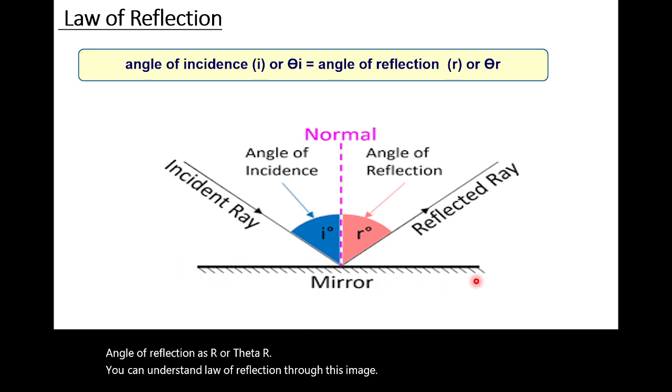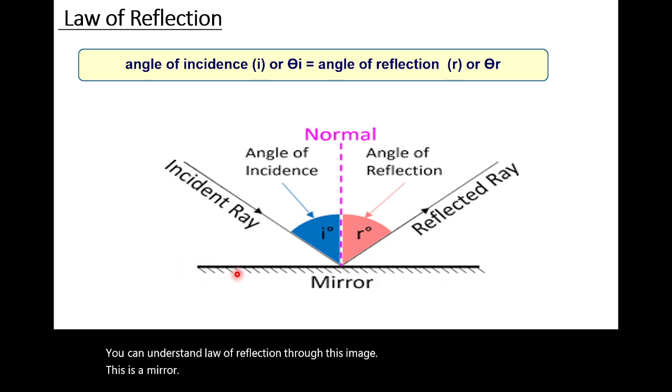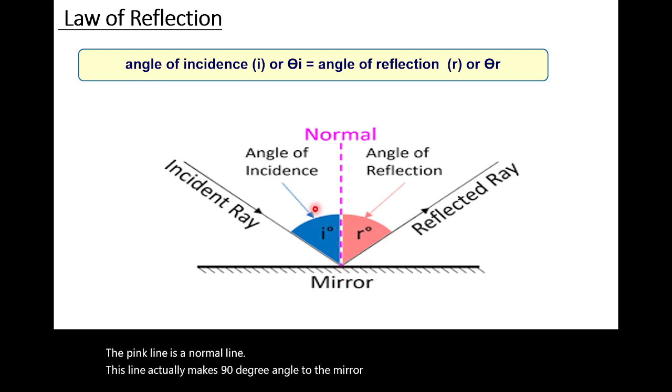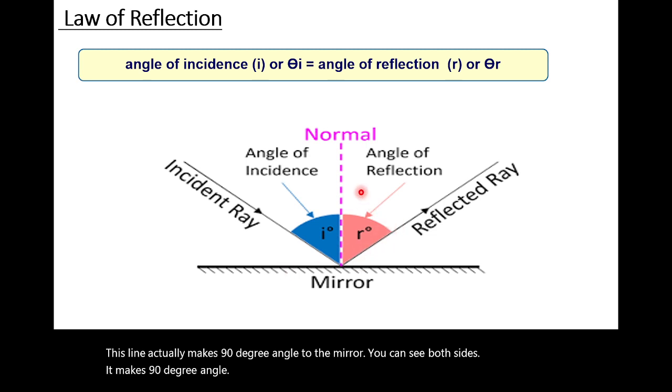This is a mirror. This is the back side. And this is the normal. The pink line is a normal line. This line actually makes a 90-degree angle to the mirror. You can see both sides, it makes a 90-degree angle. So we call it normal.